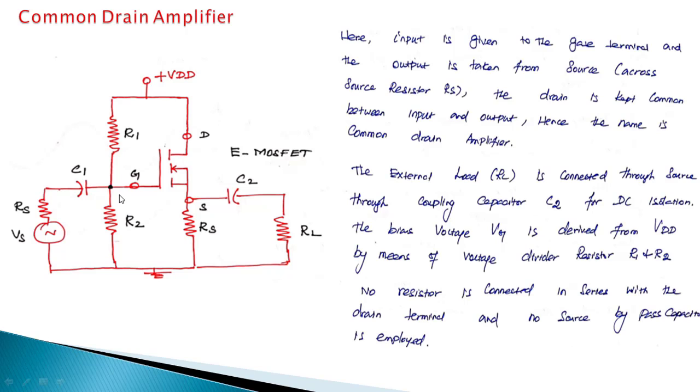Because R1 and R2 provide a positive voltage here, when the input is positive, that positive voltage VG increases. When the input is negative, that voltage decreases. So this is the purpose of R1, R2 and VDD. Here the voltage across the source is connected to the load. The output is taken from the source, so it is also called a source follower. The common drain amplifier is called a source follower because the source is connected to the load.